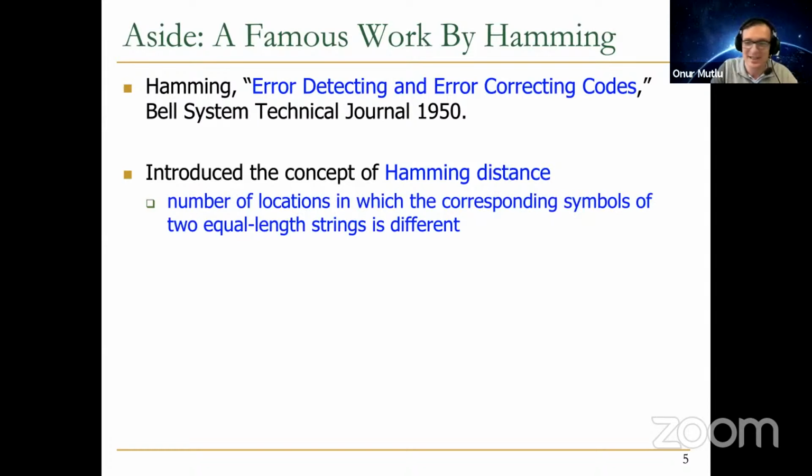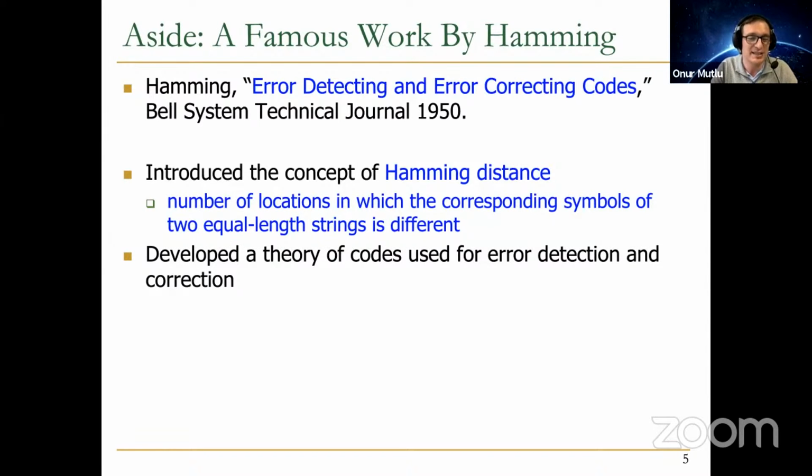So basically, if you have two strings, cat and dog, two equal length strings in, let's say, the English alphabet, and you compare them, the Hamming distance is 3, right? Because every single character is different between those two, in each of the locations. Okay, Hamming distance is very useful for many things, and we may actually talk about it later on.